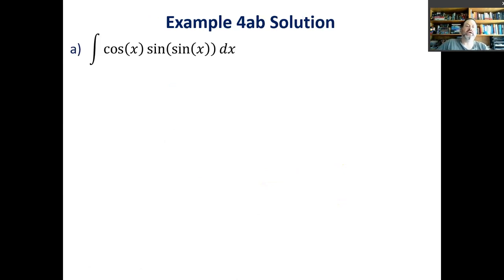So what would you make u here for your u substitution? Well, the only thing that qualifies as an inside function is sine of x here, right? Because cosine of x is on the outside, and this sine is on the outside. So that makes u equal to sine x. You don't have another choice in this case. You'd have to pick that.